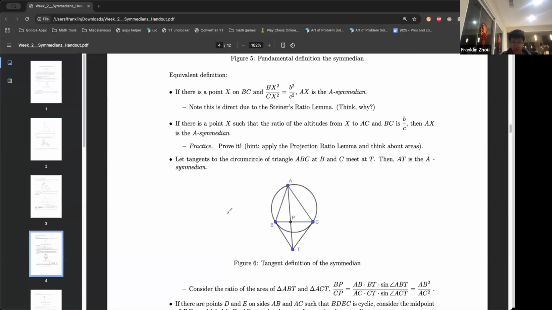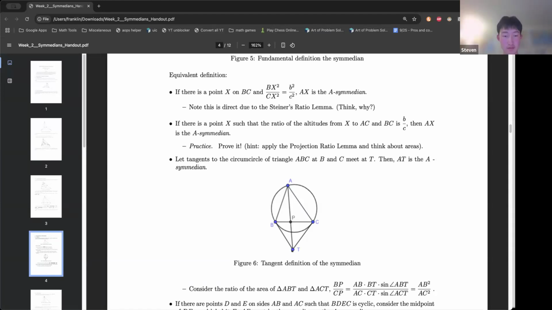The next equivalent definition is going to occur in probably most of our practice problems, and also occurred in an AIME problem like 1 year ago. So you might want to pay attention to this one specifically. So basically, we have the tangents. So we have triangle ABC, let's draw a circumcircle. And then the tangents to the circumcircle at B and C, let's let these meet at T. And AT will actually be the Symmedian of triangle ABC.